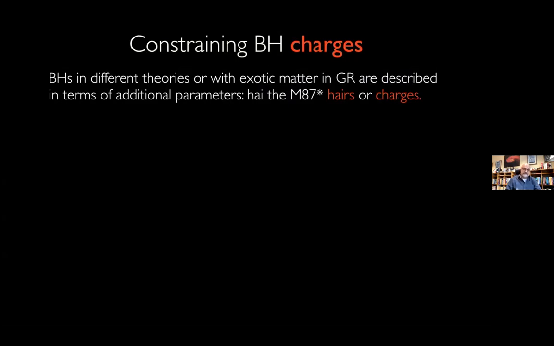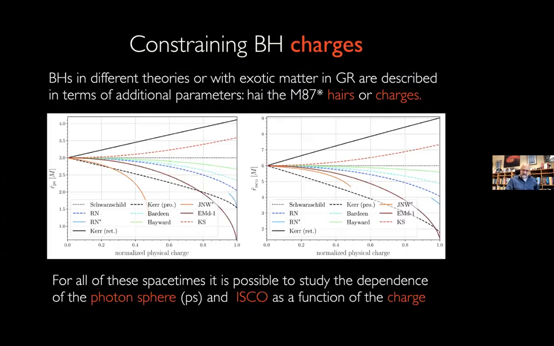So black holes in different theories or with exotic matter in GR are described with different parameters. People call them hairs or charges. In particular, you can calculate the photon sphere, this quantity over here, as a function of the physical charge. Here I am using a normalized physical charge, because these numbers are not always from 0 to 1, but if you normalize it, it is always between 0 and 1. And then you can see how the photon sphere changes as a function of the different charge.